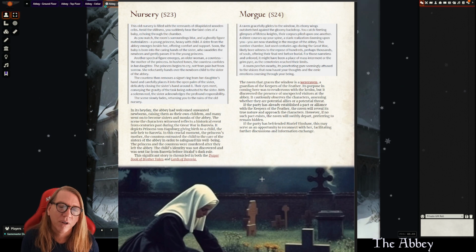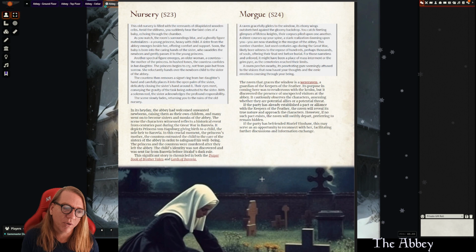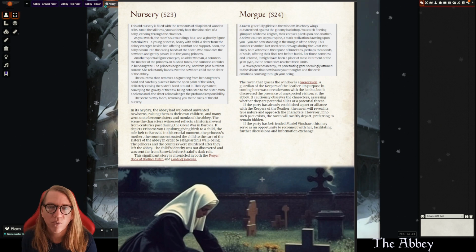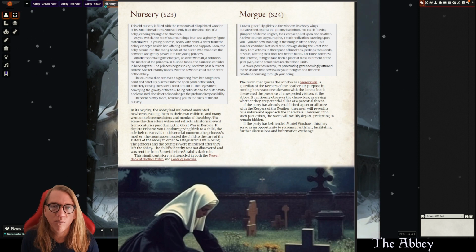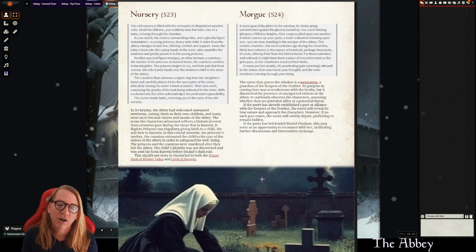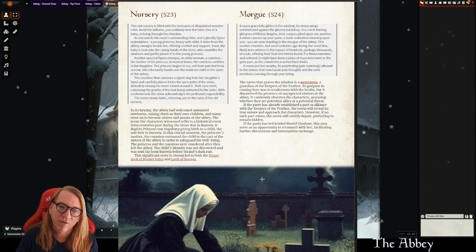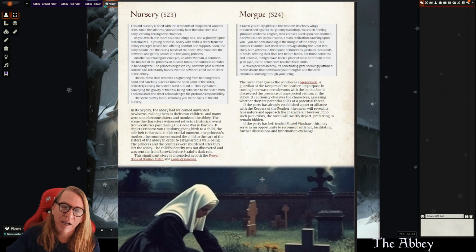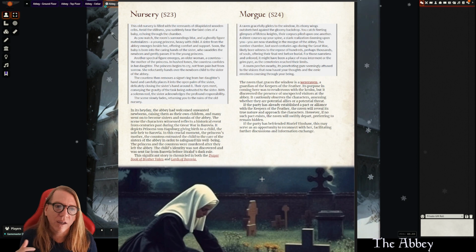Again, it's chronicled not only in the visual scene, but it's chronicled both in the prayer book of Brother Valen and in the Lords of Barovia. And then S24 will be another scene in the morgue where the players' characters will see the spirits of all the dead knights, and they're being covered waiting for burial in the graveyard in here.